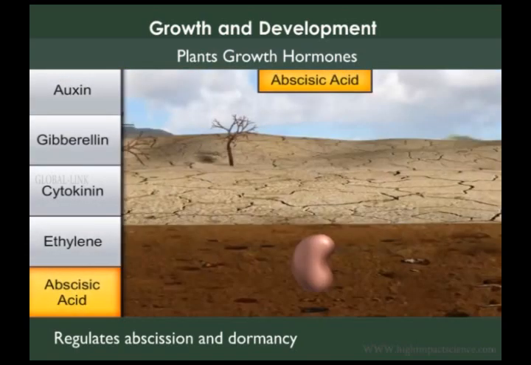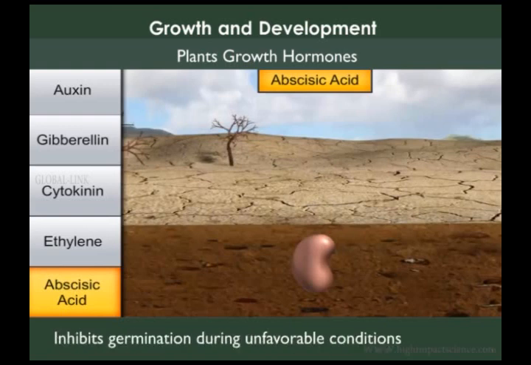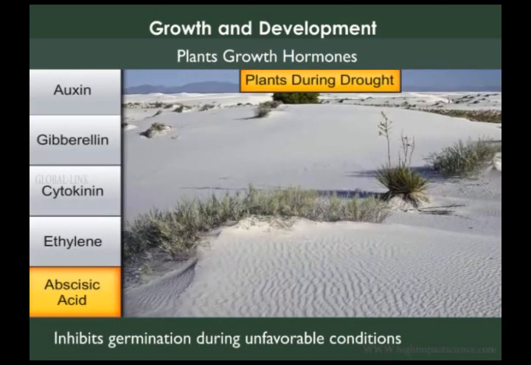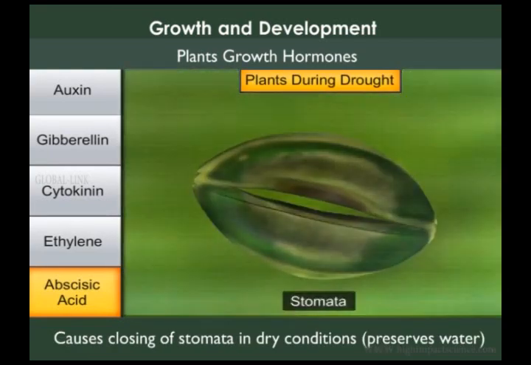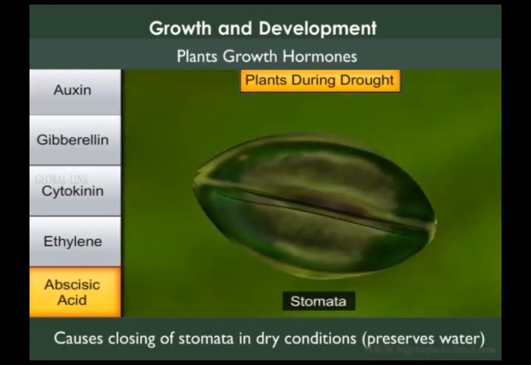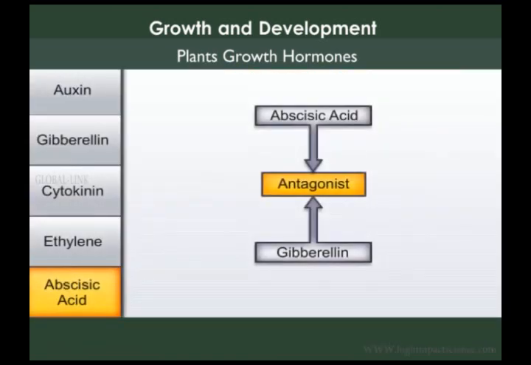In cases of unfavorable environmental conditions, it inhibits germination in seeds. In drought conditions, it closes the stomata, thus preventing transpiration and hence conserving water. In fact, the effects of abscisic acid are antagonistic to those of gibberellins.